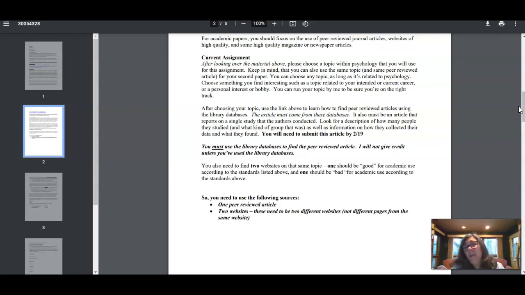So there are some peer-reviewed articles that are just discussion articles. There are some peer-reviewed articles that are what's called meta-analytic articles, where they're talking about 30 different studies that they read. You don't want those. That's not good for this assignment. You want an article where the authors tell you, we studied 50 people and we gave them this survey and this is what we found out, right? Or something similar to that.